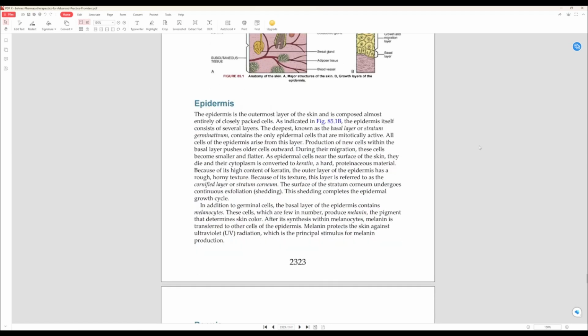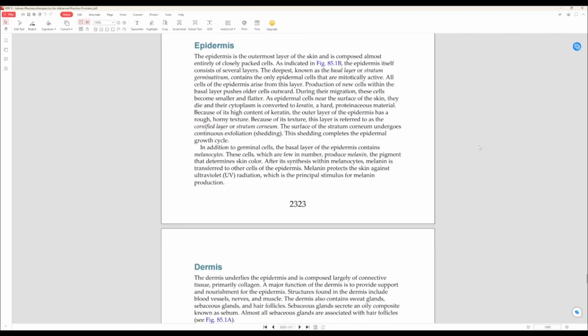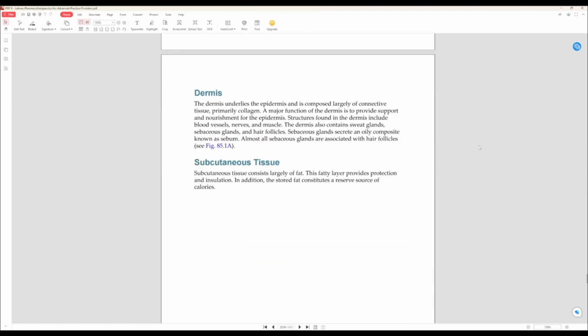In addition to germinal cells, the basal layer of the epidermis contains melanocytes. These cells, which are few in number, produce melanin, the pigment that determines skin color. After its synthesis within melanocytes, melanin is transferred to other cells of the epidermis. Melanin protects the skin against ultraviolet radiation, which is the principal stimulus for melanin production. Bringing us to the dermis.